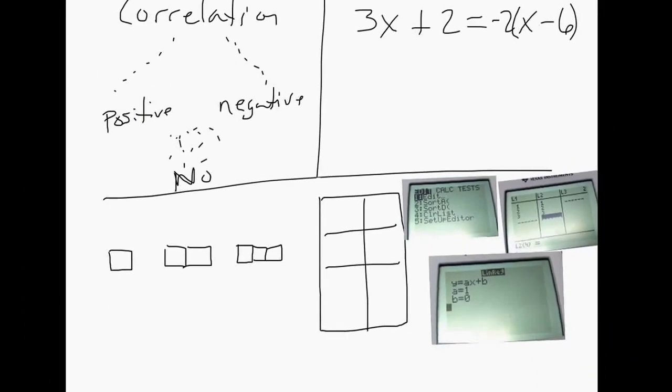Alright, some other things that might be covered: correlation. If it is slanting up, it's positive. Slanting down, it's negative. Scattered, it's no correlation.